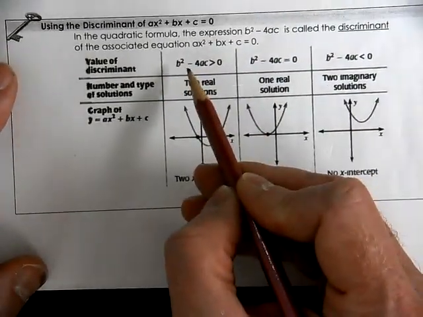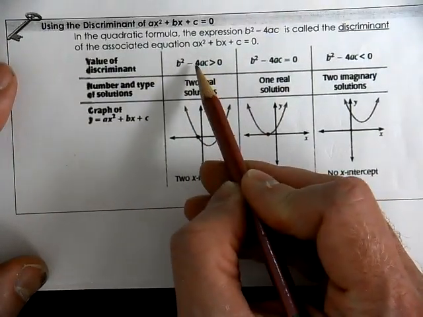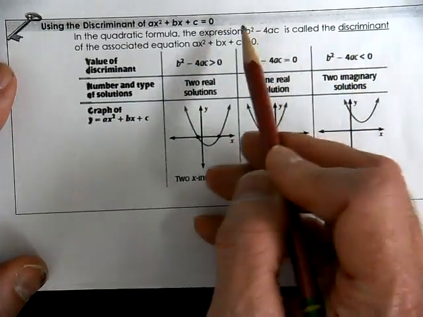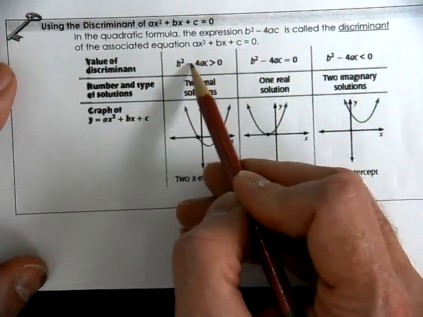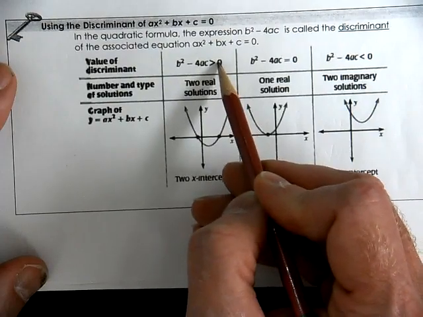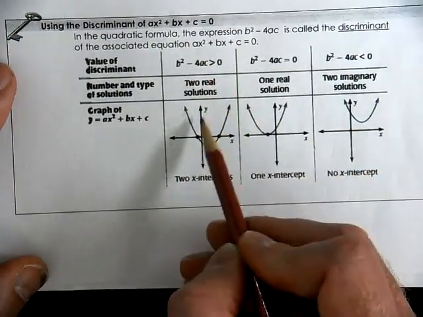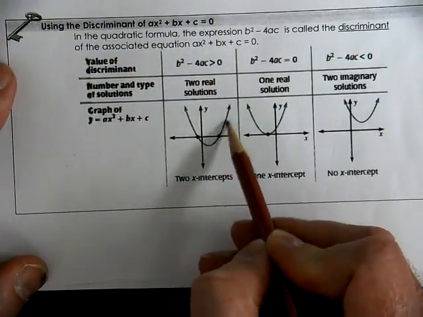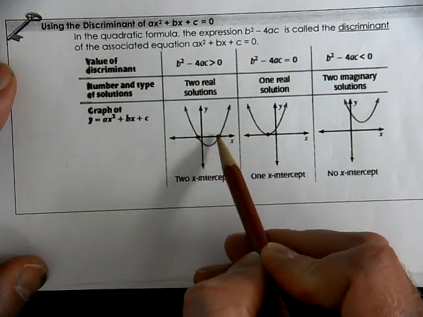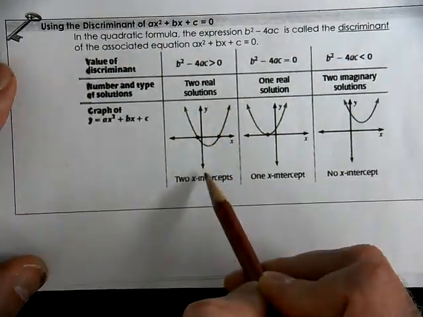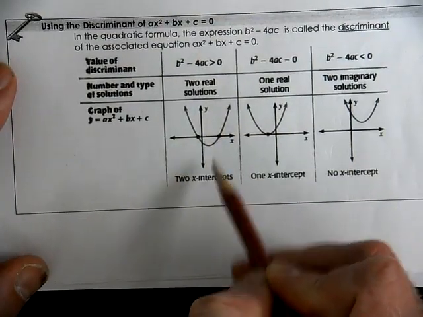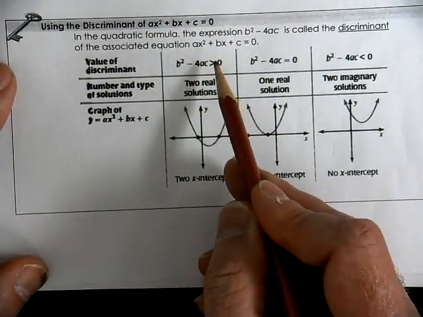If you look down at the bottom of the notes, the value inside the radical, we're going to call that the discriminant. The value inside the radical, b squared minus 4ac, when that is greater than 0, when that is positive, we're going to have a parabola that is crossing the x-axis twice. We get 2 real solutions, 2 x-intercepts, when our discriminant is a positive number.